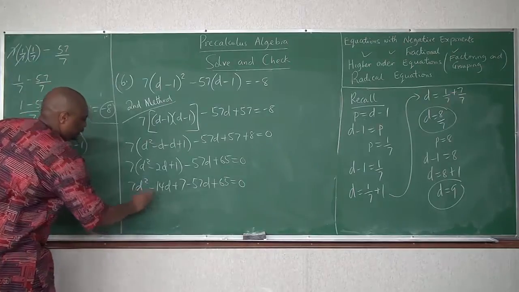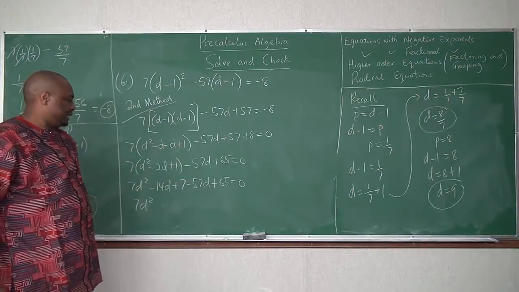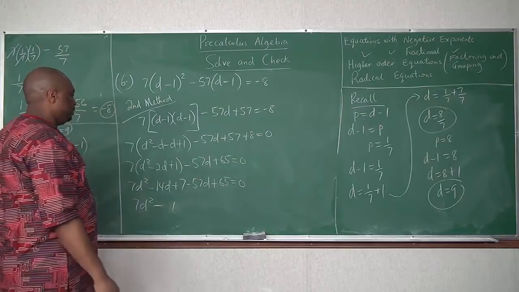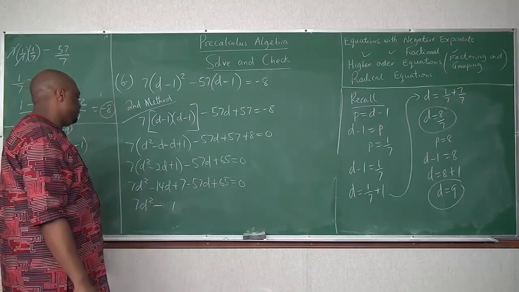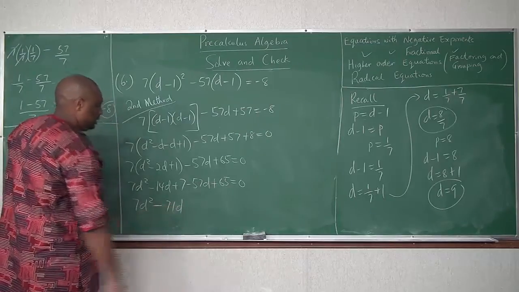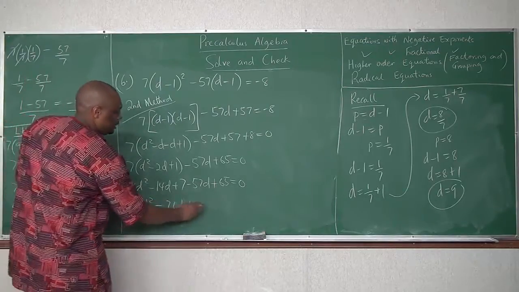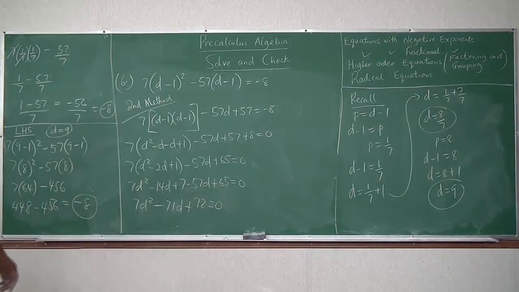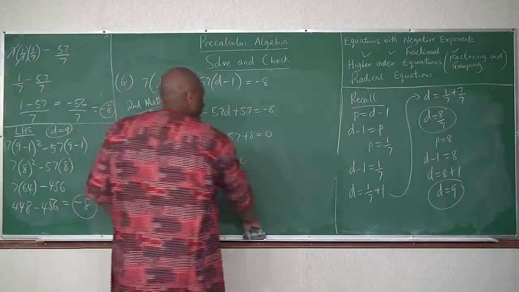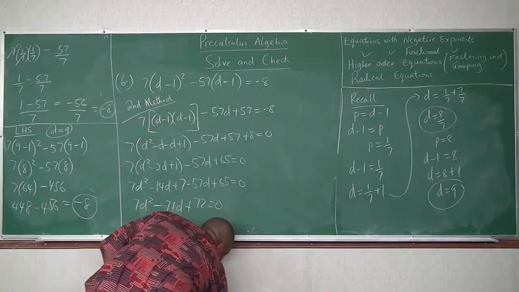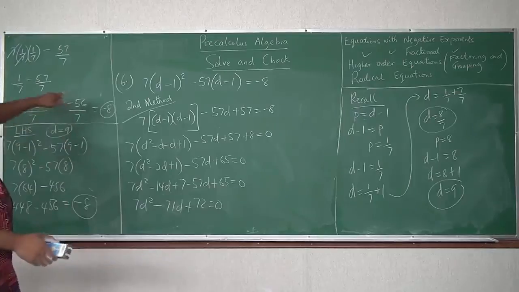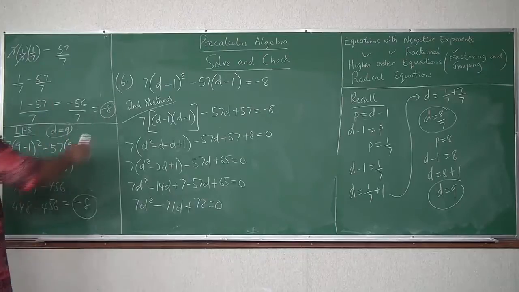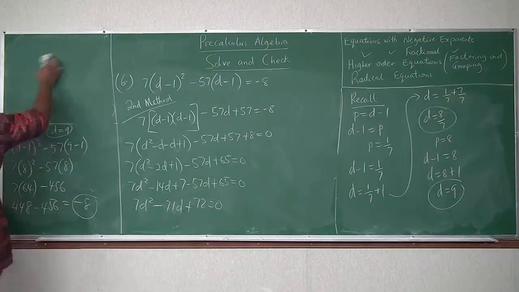So this is 7d squared minus 14d minus 57d, which is minus 71d, then plus 72 is equal to 0. So we can actually finish this up here. We don't need to check anymore because we checked with the first method. It's the same check, because we checked with the main equation.